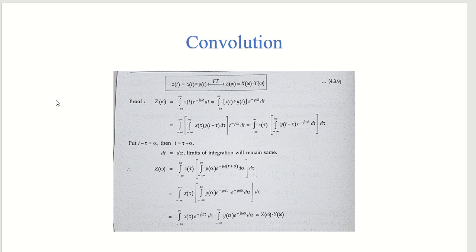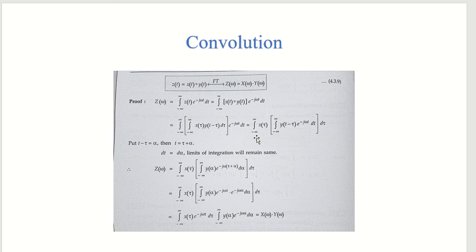So we can write integration minus infinity to infinity, and then the formula of convolution, which is again integration minus infinity to infinity x of tau y of t minus tau d tau, into e raised to minus j omega t dt, which will be equal to minus infinity to infinity x of tau, which we will take outside, and inside the bracket we will have minus infinity to infinity y of t minus tau e raised to minus j omega t dt, and then the whole term will be integrated with d tau.